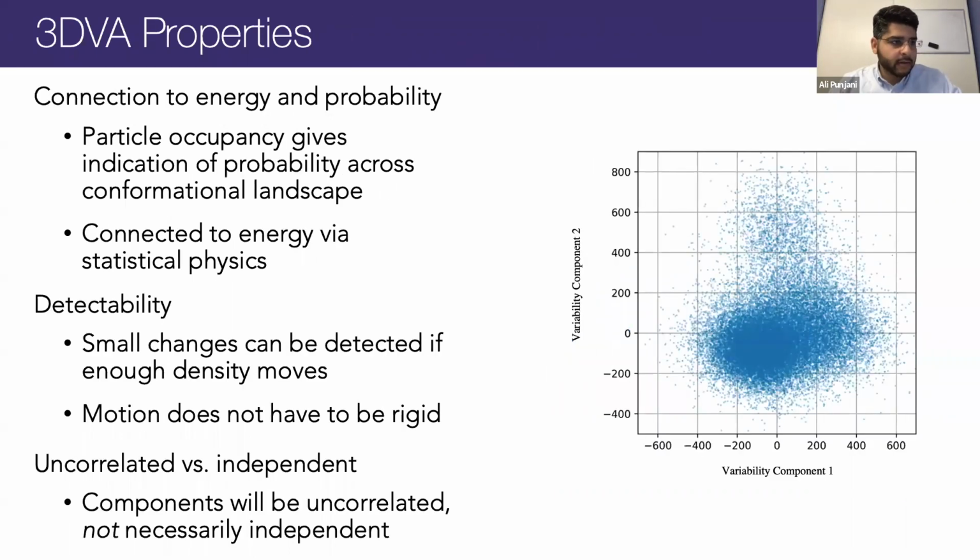There are a few other properties that are important in real life as well to discuss. One of them is that it's interesting and useful sometimes to think of the results of 3D variability analysis in terms of the spread of particles in the latent space as being connected to the energy of the conformation of the protein. And that connection is there in the sense that we can measure the probability of a protein being in a certain conformation by assuming that the number of protein particles imaged that fell into a certain region of latent space represent the probability of the protein being in that conformation, which is then connected to the energy of that conformation via statistical physics.